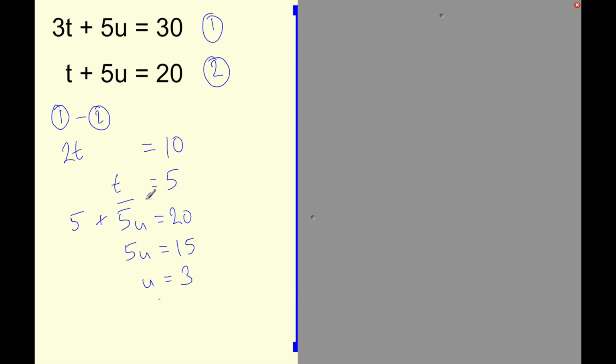So we now have that t is 5 and u is 3. And you can double check that by using the other equation there. So we have 3 lots of 5, 15, plus 5 lots of 3, also 15, equals 30. So you know by checking that those are correct. It's always good to check after you've solved.